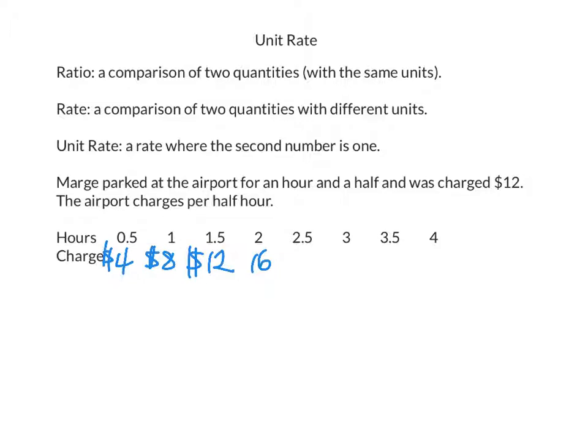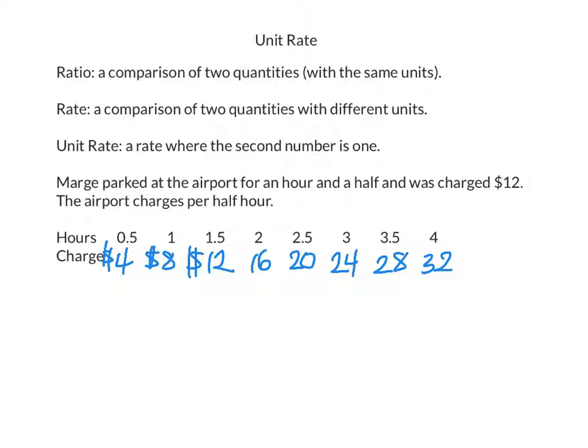2.5 would just be adding $4 to the 16 to get $20. 3 would just be 3 times 8, which is $24. Again, add $4 to the 24 because it's another half hour to get 28. So filling out the table is not too much of a challenge. 4 hours would be double 2 hours, so 16 doubled is 32.